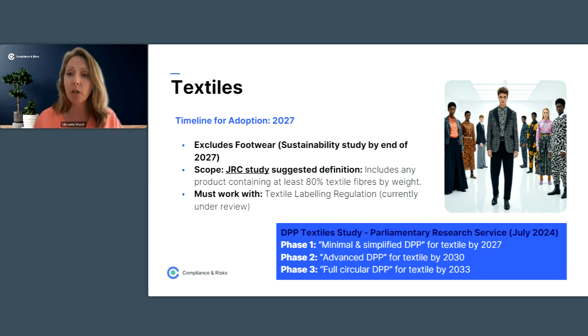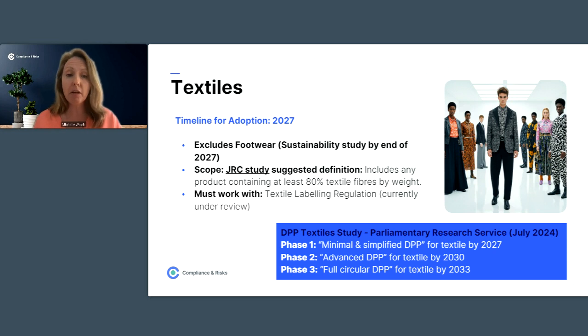I'm just going to take a very quick look at some of these priority products. Textiles, and as I mentioned, the timeline for adoption of a measure under this new framework for textiles is 2027. Interestingly, the plan is that it's going to exclude footwear. Footwear is considered quite a complex product group. What the Commission is planning to do is launch a sustainability study by the end of 2027 to specifically look at footwear and how this is going to fit in. So at the moment, it hasn't said that textiles will be under a new regulation in 2027, but footwear is being treated separately.